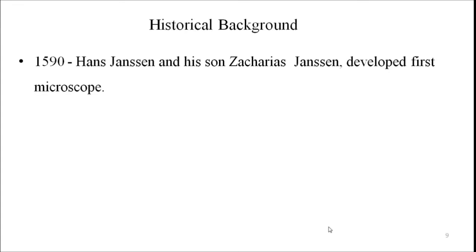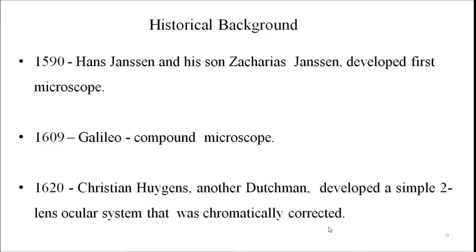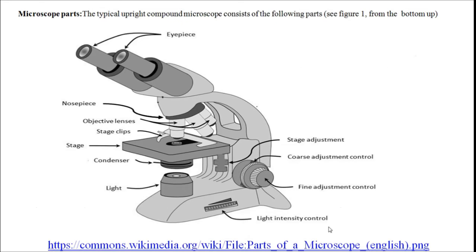Now, let's discuss the historical background of the microscope. In 1590, Hans Janssen and his son developed the first microscope, while in 1609 Galileo developed the compound microscope, which consists of a combination of lenses. In 1620, Eugene redeveloped a two-lens ocular system that was chromatically corrected, that is, free from any kind of defects.